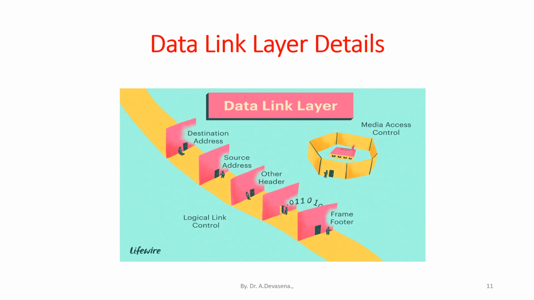This is the data link layer. This data link layer has two portions. The lower portion, that is the medium access control portion, is connected to the physical layer. The upper portion, that is the logical link control layer, is connected to the network layer.